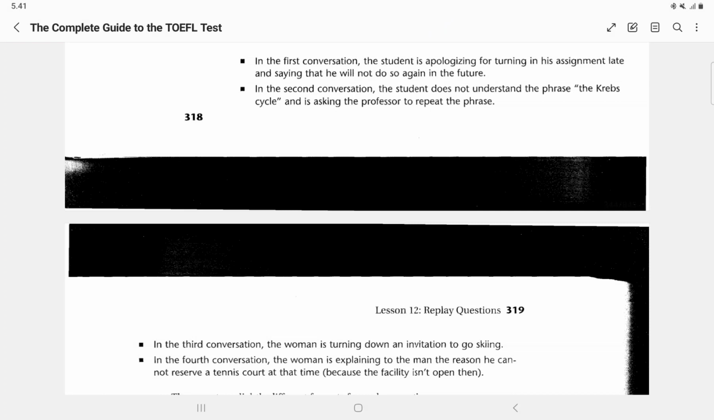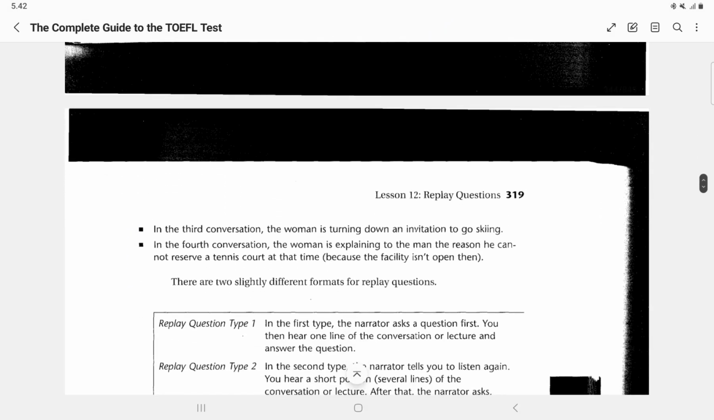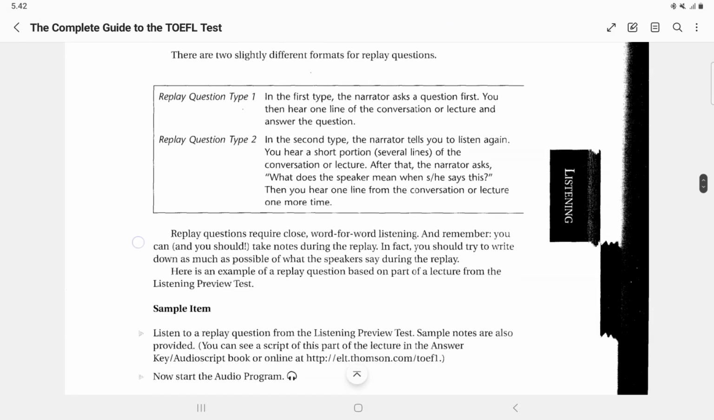In the third conversation, the woman is turning down an invitation to go skiing because she is studying for her next exam in calculus. In the fourth conversation, the woman is explaining to the man the reason he cannot reserve a tennis court at that time: the facility isn't open then. There are two slightly different formats for reply questions. Reply question type 1. In the first type, the narrator asks a question first.